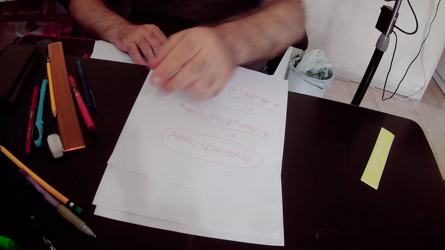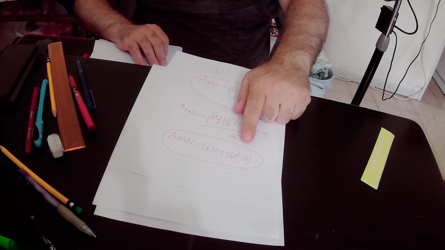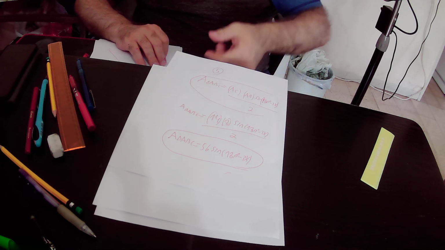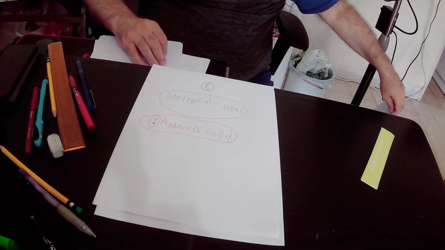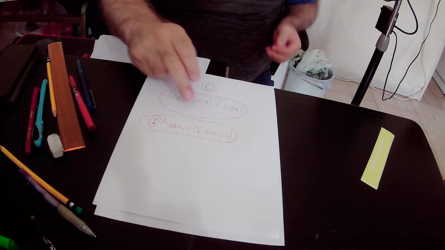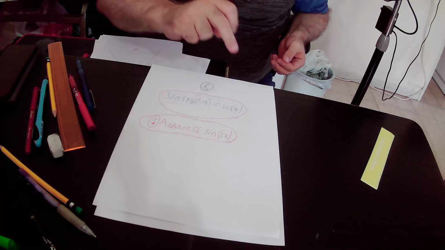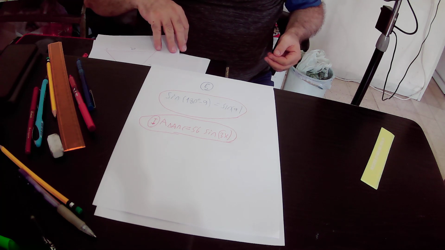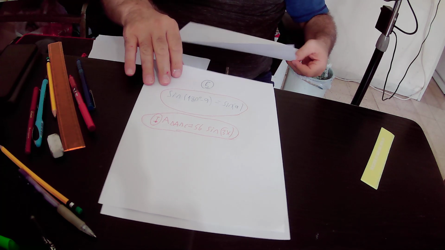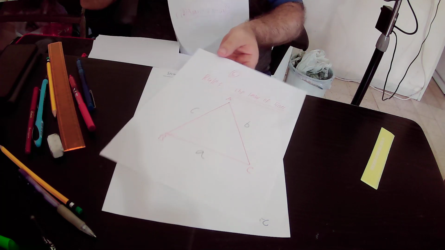sine of 180 degrees minus 3x will be equal to sine 3x. So in total we get that the area of triangle ABC equals 56 times sine 3x. And then I presented to you rule number 5, that is actually the law of sines.